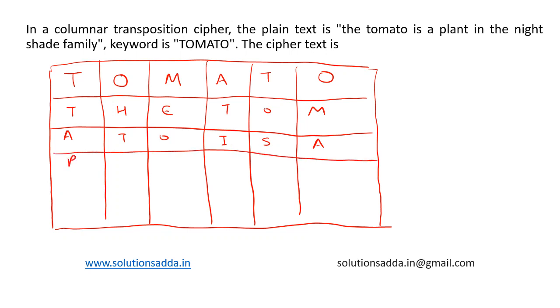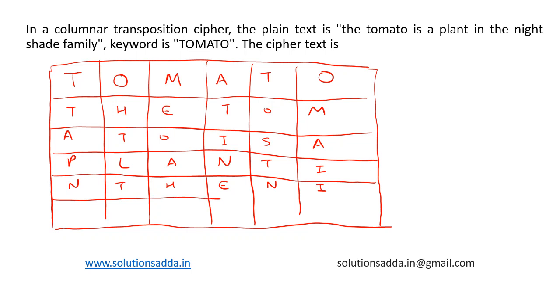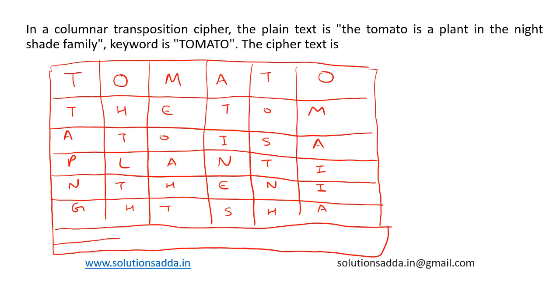Now we have plant, P L A N T. Next one is I, next one is N. Then we have the, T H E. Then we have night, N I G H T, and S H A. Let's draw the table a bit more. So shade is S H A D E, then F A M I L Y.